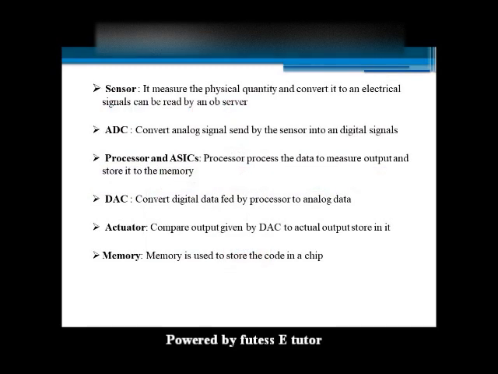Sensor. It measures the physical quantity and converts it to an electrical signal that can be read by an observer. ADC. It converts the analog signal sent by the sensor into a digital signal. Processor and ASICs. The processor processes the data to measure the output and stores it to the memory. DAC. Converts the digital data fed by the processor into analog data. Actuator. Compares the output given by the DAC to the actual output stored in it. Memory. Memory is used to store the code in a chip.